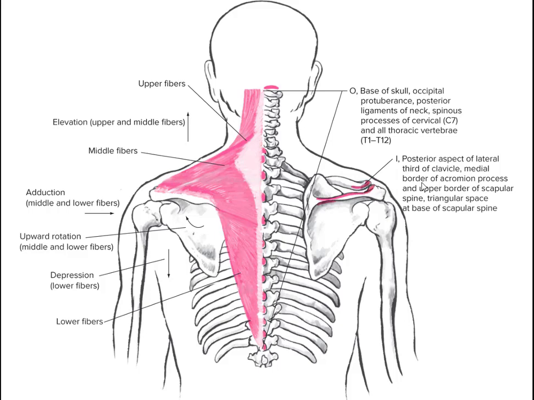So here you can see the attachment sites. There's that attachment site, and then it originates all the way around here along the spine. And it has an upper division right here, a middle division, and a lower division. So for our conversation here with the shoulder, we're going to focus mostly on this upper division. With the upper division, the muscle originates here on the spine of the scapula, and it comes up and attaches right here on the occipital ridge.